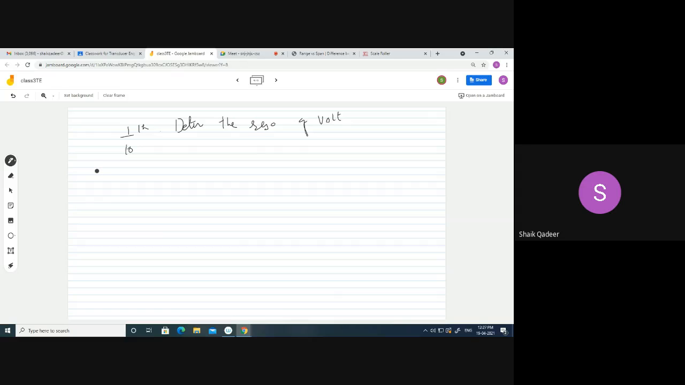No. With fair degree of certainty you must write, not uncertainty. I'm sorry. Please correct like this. 1/10 of scale division can be determined or estimated with fair degree of certainty. Full stop. Determine the resolution of voltmeter.